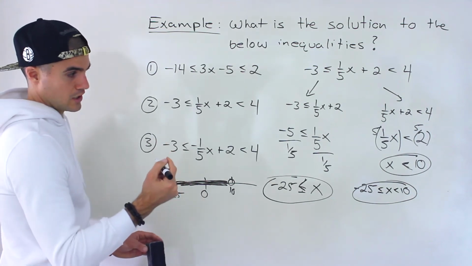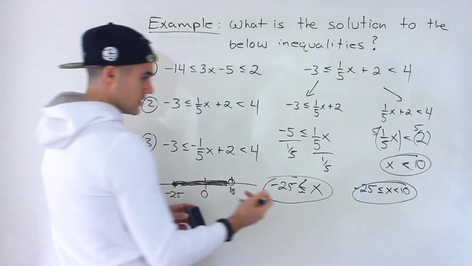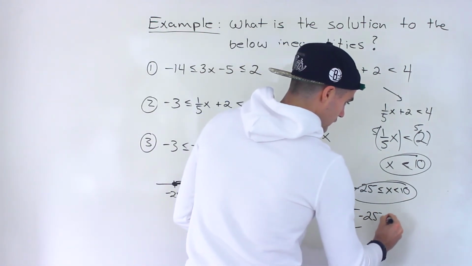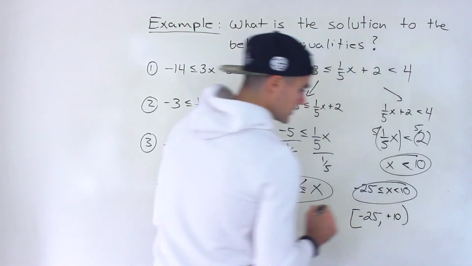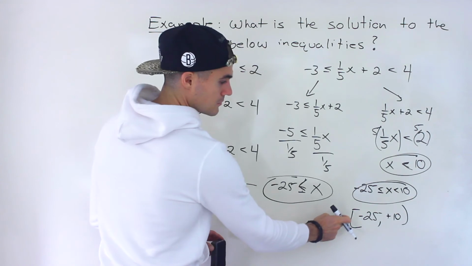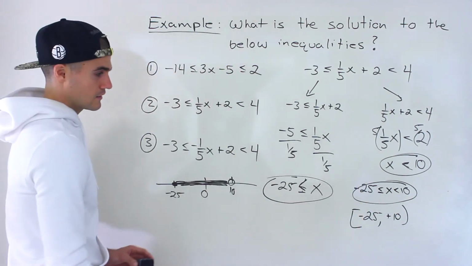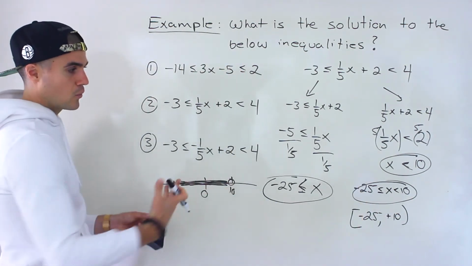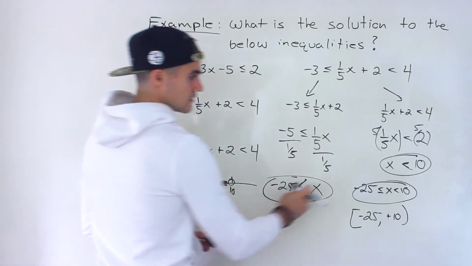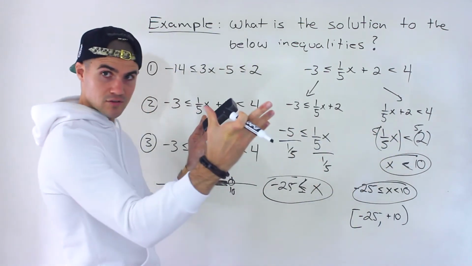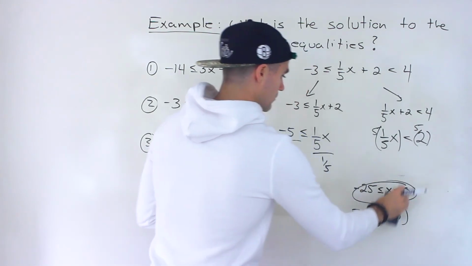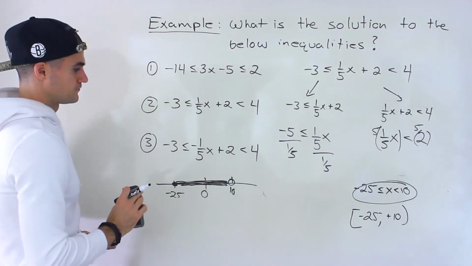If you want to put the solution in interval notation, we would say negative 25, positive 10, but that would be a circle bracket right there because it's not inclusive of the 10. Here it's a square bracket because it is inclusive of the negative 25. Right, so different ways to represent this solution. These two are just the separate solutions, but you always have to make sure you combine them. Right? When you combine them, these are the solutions you would get.